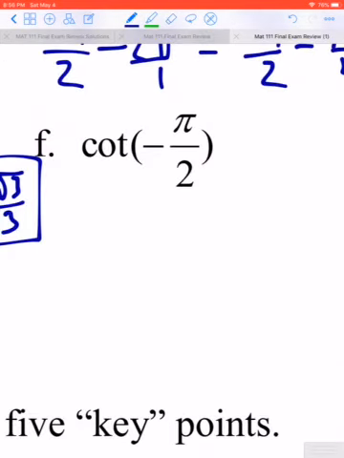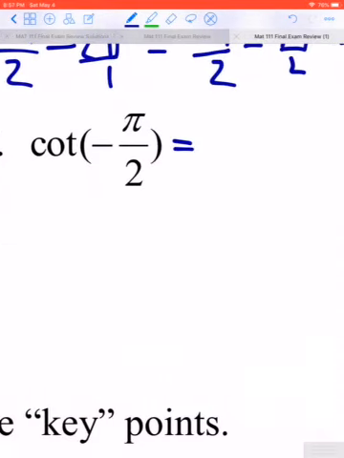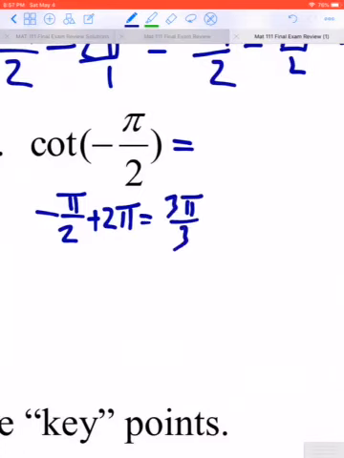Lastly, we have the cotangent of negative pi over 2. Again, first find an angle that's coterminal to negative pi over 2, that is between 0 and 2 pi. We can do this by adding 2 pi, which should give us 3 pi over 2. So this is going to be equal to the cotangent of 3 pi over 2.